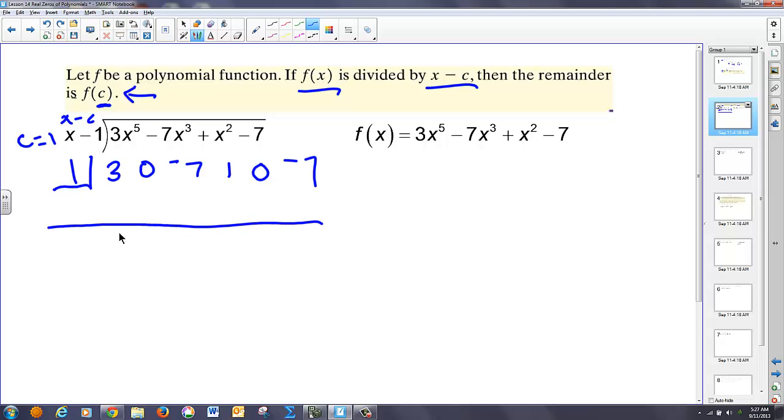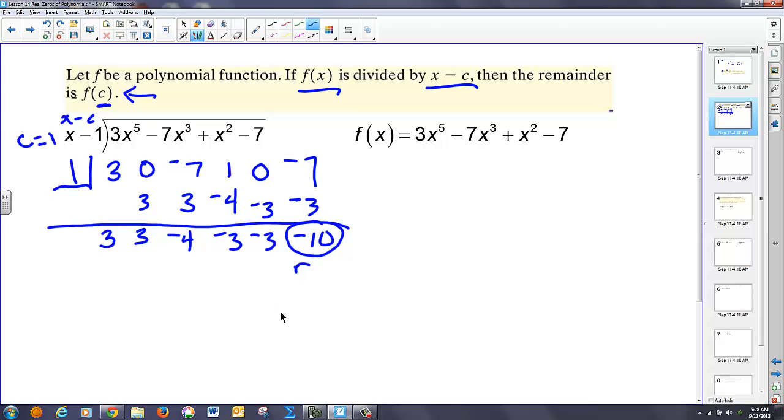Synthetic division, remember, we bring this first term down, we get a 3, multiply 1 times 3, get 3, and add. Multiply 1 times 3, get 3, and add. Multiply 1 times -4, get -4, and add. Multiply 1 times -3, get -3, and add. Multiply 1 times -3, get -3, and add. And if you remember, this last term is our remainder. That should all have been done last year.